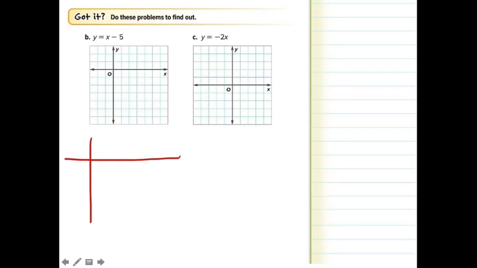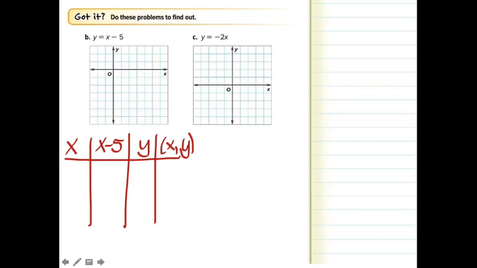So first thing we'll do is make a table. We're going to choose x's, then we're going to put the rule, get our y, and then end up with ordered pairs. So you can pick whatever x's you would like. I would say, if you notice, I only go down to -3, but I go up to 8. So I would definitely choose some x's that fall within the coordinate plane that they give you. I always like the beginning.